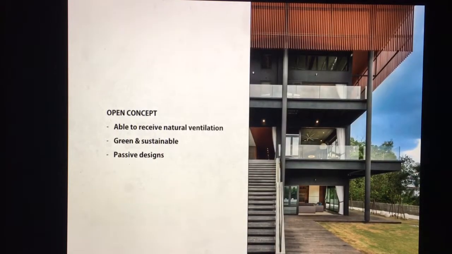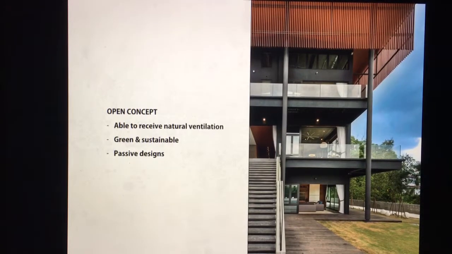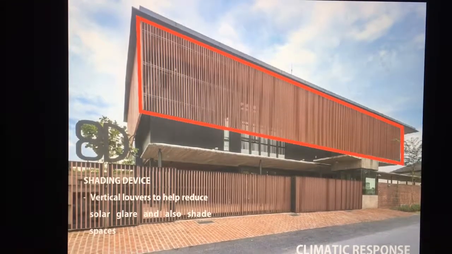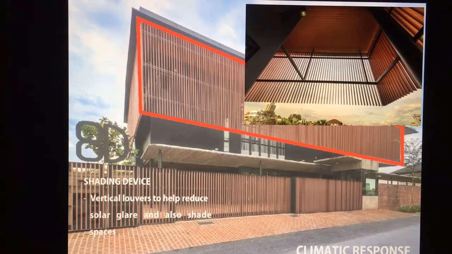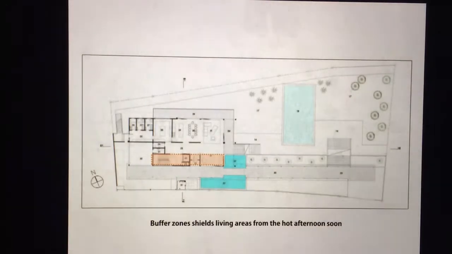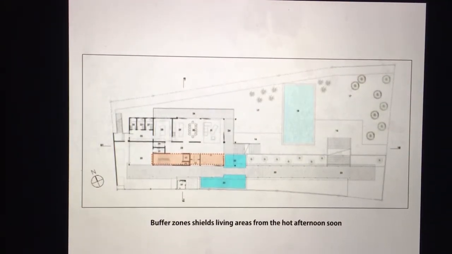Because the 8D house is based on an open concept, it is able to receive natural ventilation from a number of directions. It is also a green and sustainable building as it has several passive designs to promote thermal comfort. Following the same concept, the 8D house has vertical louvers which help reduce solar glare and also shade spaces. As can be seen from the floor plan, the buffer zone shields living areas from the hot afternoon sun.